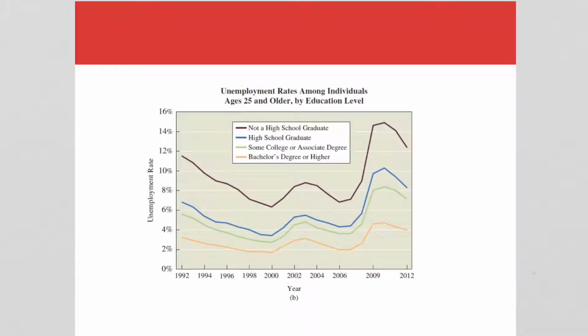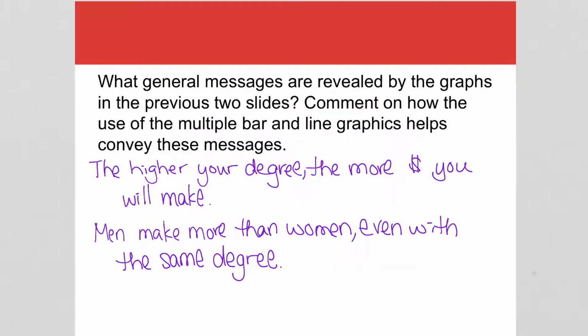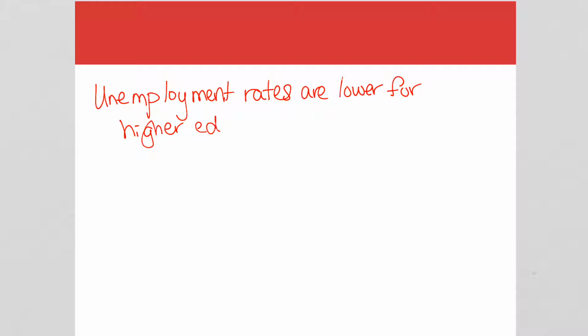So another graph here we're going to look at. So here's unemployment rates among individuals 25 and older by educational level. Okay? So the purple is they didn't graduate high school. The blue is they graduated high school. The green, they had some college or an associate's. And orange, they have a bachelor's degree or higher. So what can we say? Well, we could say that unemployment rates are lower for higher educated people, right? No, this isn't set in stone, of course, but on average.